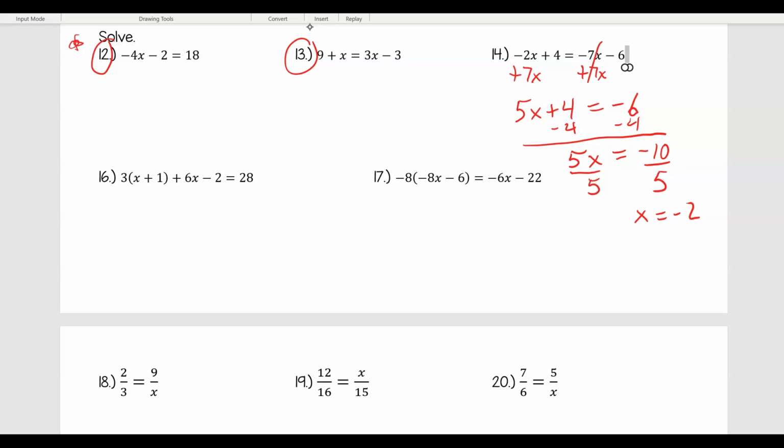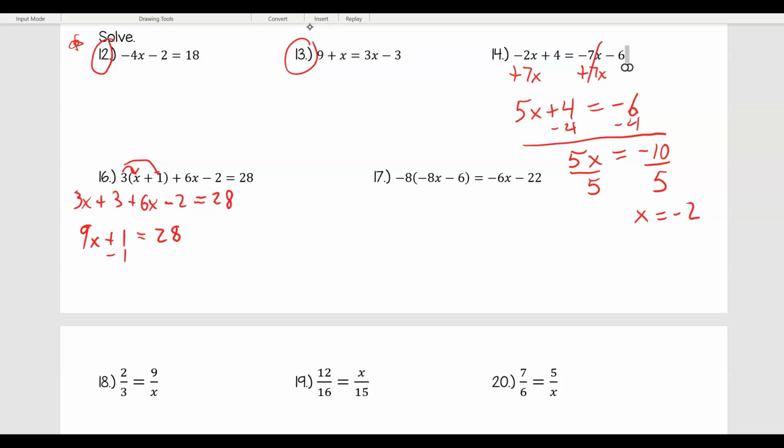Now here we have to simplify first, and then we'll go ahead and attempt to solve. So this would give me 3x when I multiply through by that 3. Plus 3. All right, multiply everything by 3. Then I have plus 6x minus 2. And finally equals 28. I'll deal with that in a moment. Let's simplify the left-hand side first. 3x plus 6x is 9x. And then I have plus 3 minus 2, so that's just plus 1, equal to 28.